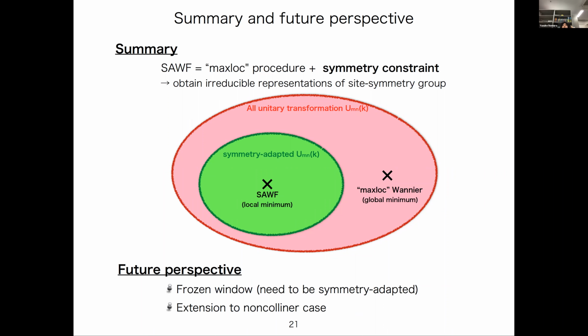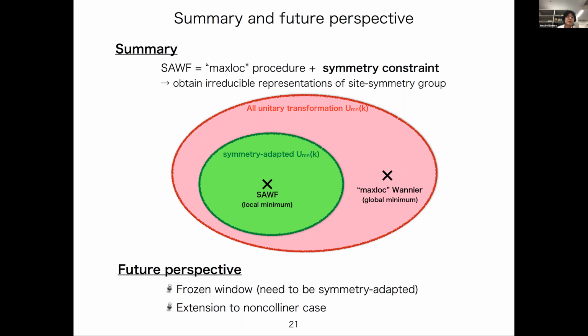Okay, to summarize, this is the final slide. Again, this is a picture of the symmetry adapted mode. We constrain the search space, so we only search the minimum of the spread within this symmetry adapted unitary matrix space. Then sometimes it is different from the maximally localized Wannier functions.